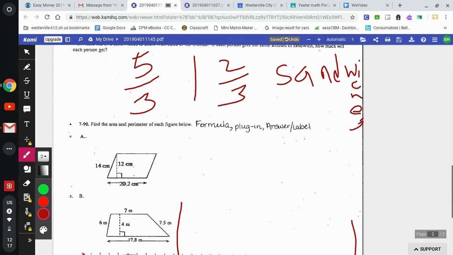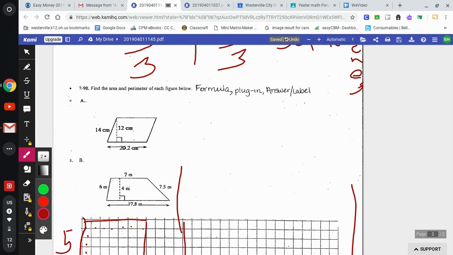And really quick on 790, find the area and perimeter. So let's see who reads their directions tonight. Area for the parallelogram is just base times height. And then perimeter is just add all sides. So side plus side plus side plus side. There are 4 sides.